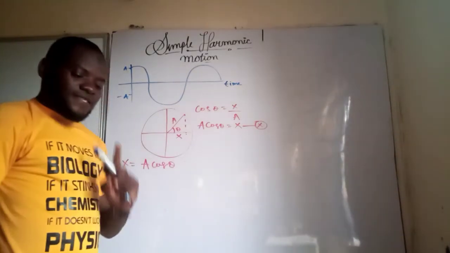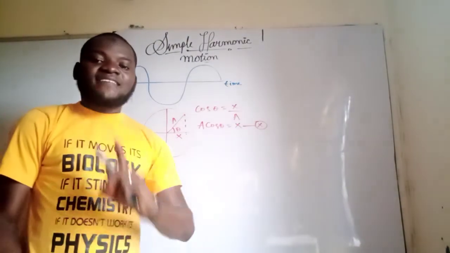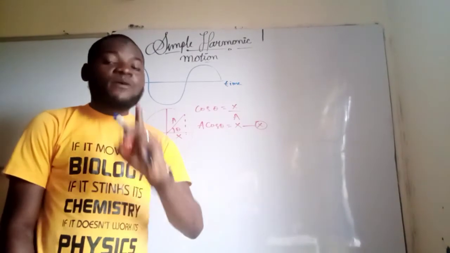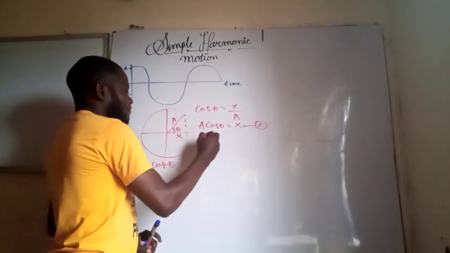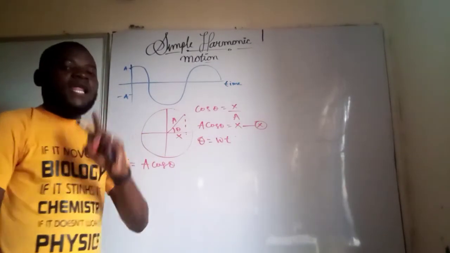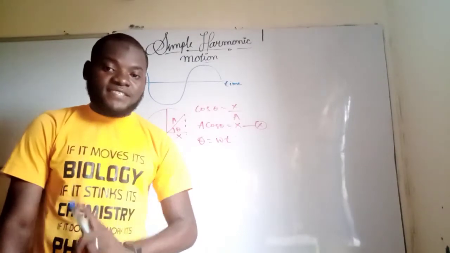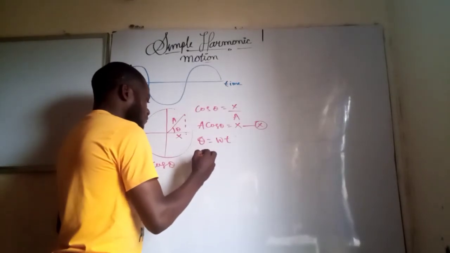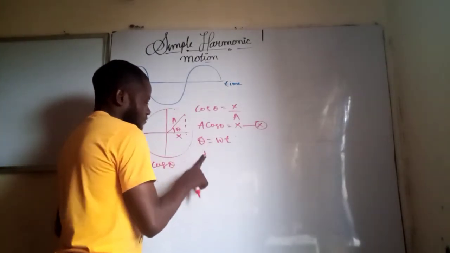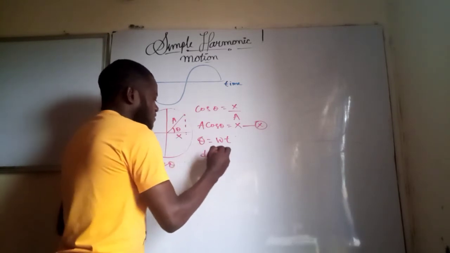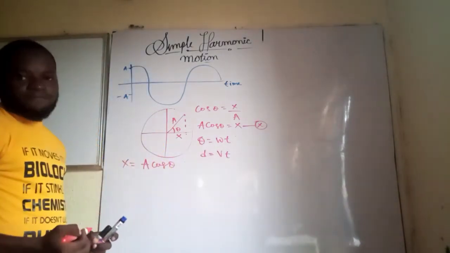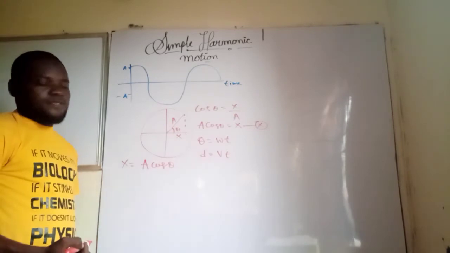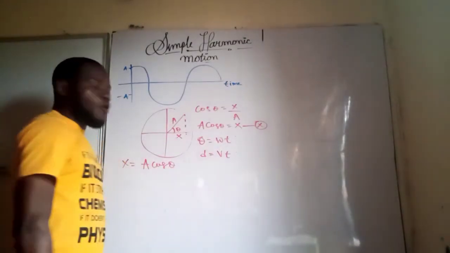Now, recall that the angular velocity is given as the angular displacement per time. That is the angular displacement per second. So, theta is going to be omega t. And our linear velocity is going to be linear displacement per second. So our displacement is going to be what? Vt. Yes, our displacement is going to be Vt, while our angular displacement is omega t.